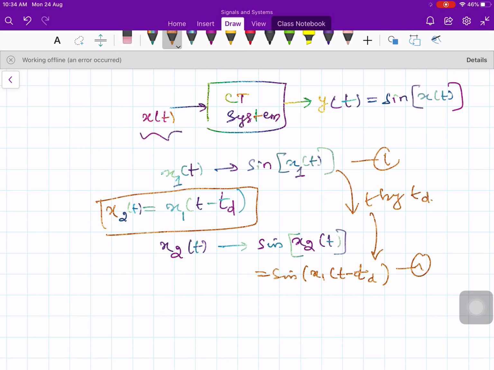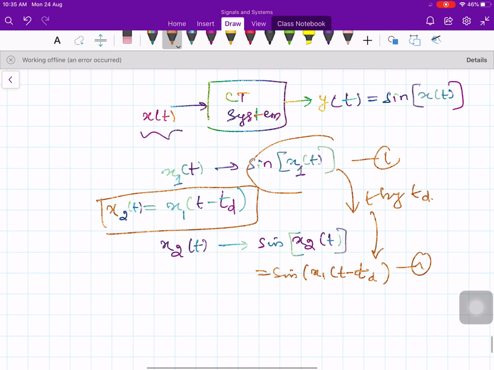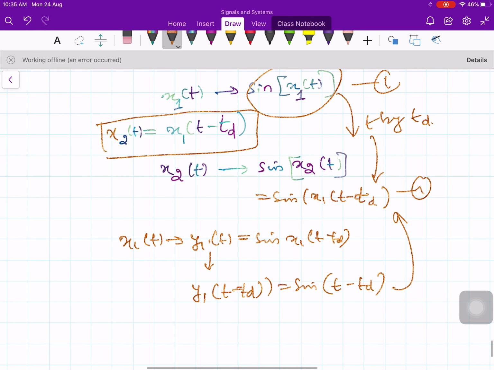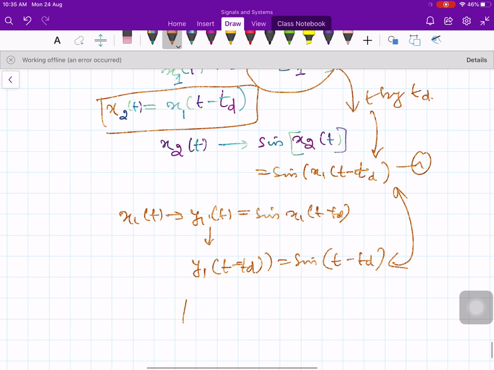By the way, what is this? This is the output of the system when the input is x1 of t, that is, x1 of t gives rise to y1 of t. What is y1 of t? Sine of x1 of t. Now, replace t by t minus td, so y1 of t minus td is sine of x1 of t minus td. Now, compare this and that. Both are same, one and the same. Therefore, the system is time invariant.